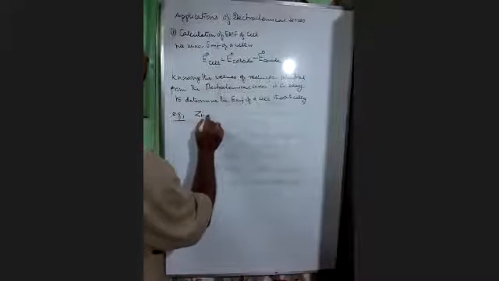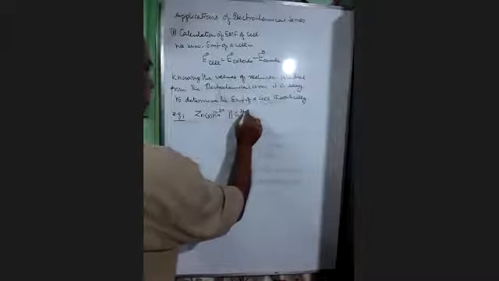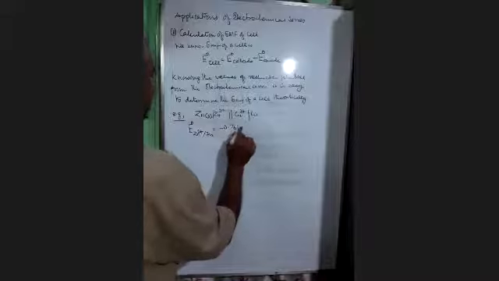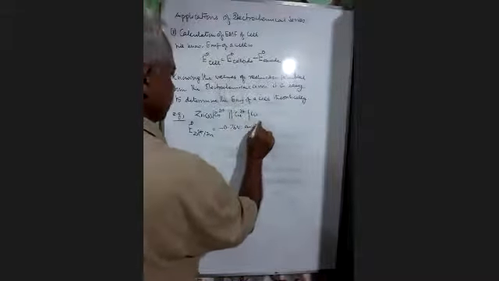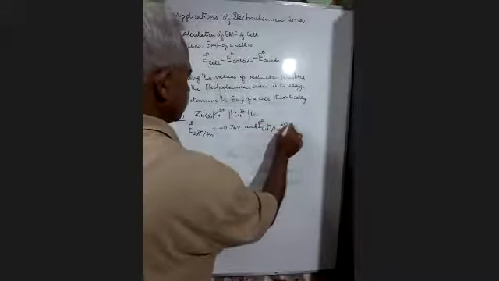So for example, suppose I have taken a cell like this: Zn, Zn2+, Cu2+, Cu. You'll find this numerical will be given to you like this. E0 of Zn2+/Zn is minus 0.76 volt and E0 of Cu2+/Cu is 0.34 volt. Which is higher? This is higher.